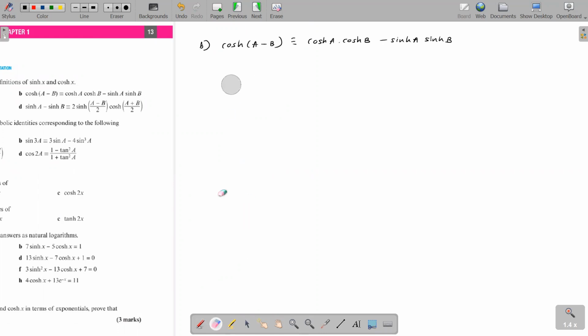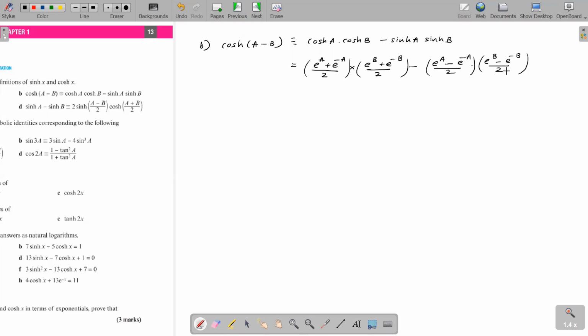Okay, so let's directly substitute. Cos A is going to be (e^A + e^(-A))/2, right, guys? Cos B is (e^B + e^(-B))/2. Minus sin A, which is (e^A - e^(-A))/2, right, guys? And then sin B is (e^B - e^(-B))/2. Okay, so these are the products.